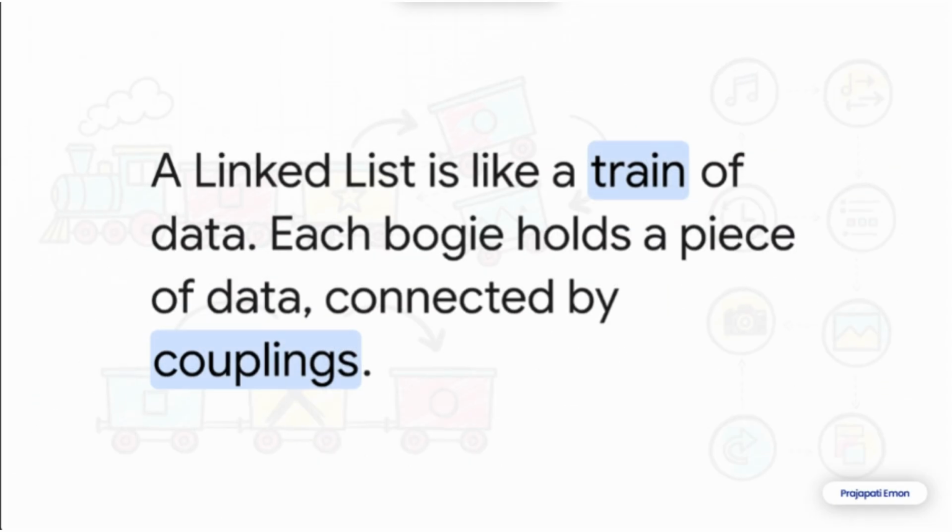That train you are imagining is an absolutely perfect way to visualize what a linked list is. But instead of carrying people or cargo, our train carries data. You can think of each bogie as holding one little piece of data, and these couplings, well, they're the links that hold the whole thing together.